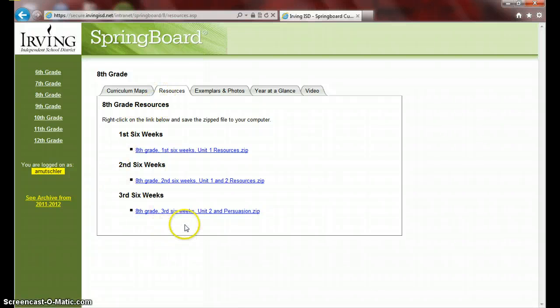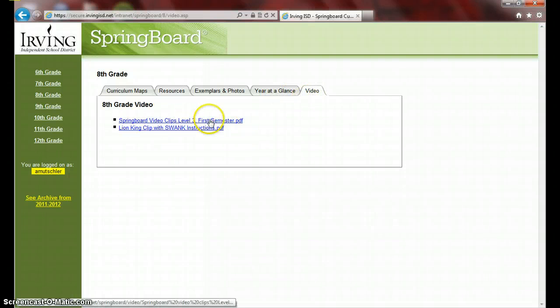that. Resources right now are up for the first semester, and they're zipped, so you can unzip the file and take and use what you need. Right now we don't have any copies of exemplars or photos up there, but we hope to get those on soon. There's also no year at a glance right now, but again, hopefully soon.